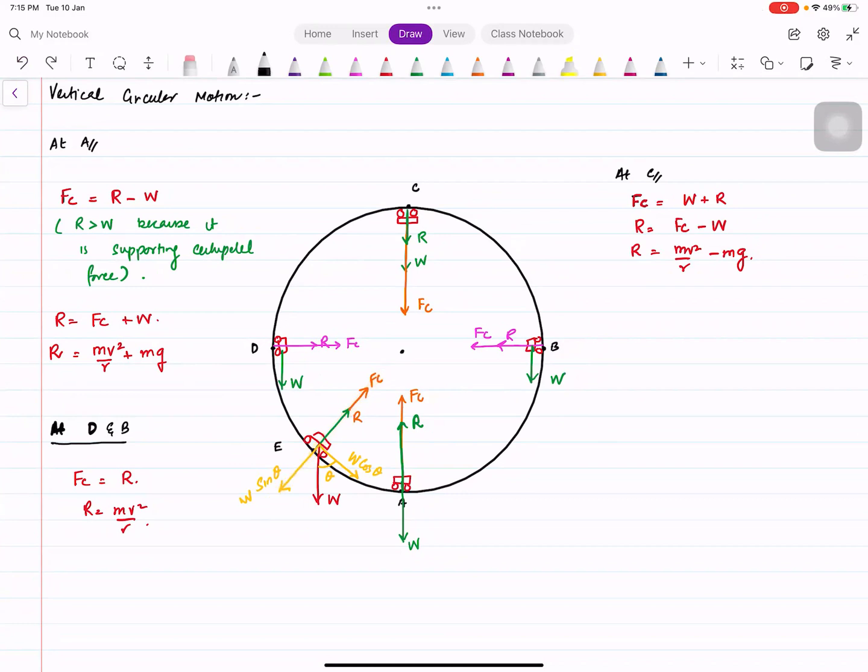So what you're going to do is write that at E, we can say that Fc will be equal to R minus W sine theta. And the reason why R is again greater than W sine theta is because the centripetal force has to be towards the center. And now to find R, we would write it as Fc plus W sine theta. Fc is mv squared over R, and it is mg sine of theta, right? So this is how you will include sine in a case where it is at a certain angle. All right, is that clear, everyone? Yes, sir.